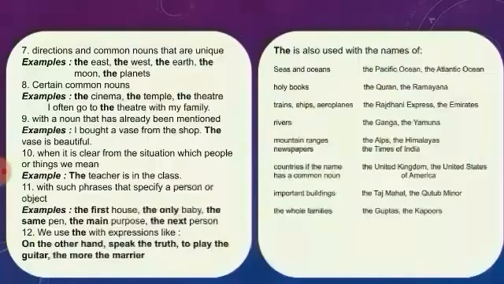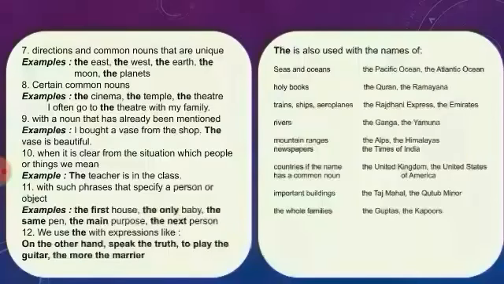Tenth, when it is clear from the situation which people or things we mean. The teacher is in the class. Now here we know what it says, when it is clear from the situation which people or things we mean. In this example, the teacher is in the class. So here we mean a particular teacher. So the teacher is in the class. For that we will use the article.